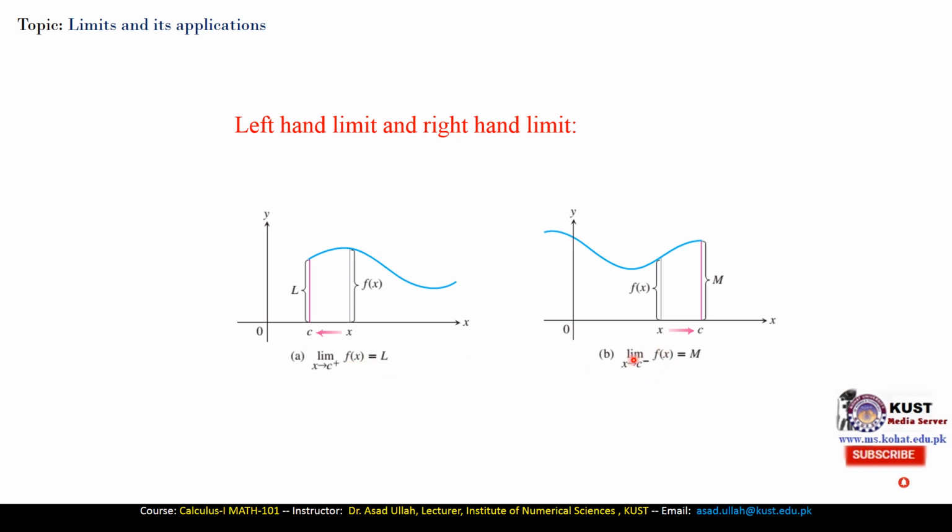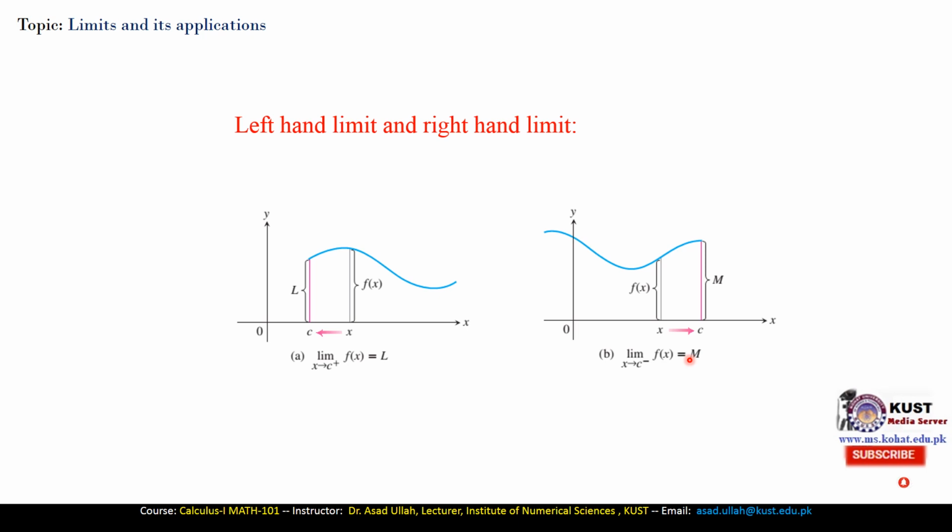In part B, limit x tends to c, with a negative sign in the power of c, again shows the direction of the limit. In this case, this is the left limit, that is, we are approaching the point c from the left side. The function value goes towards capital M. So in the left limit, limit x tends to c from the left of f(x) is equal to capital M.